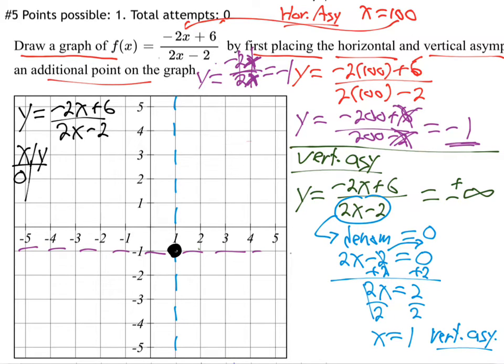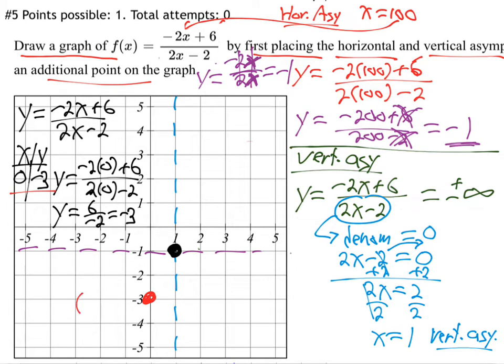And so what do we get? Well, y will equal minus 2 times 0 plus 6 over 2 times 0 minus 2. So y will equal 6 over minus 2, which is minus 3. So over 0, down 3, right there. Over 0, down 3. That is a point on the graph.